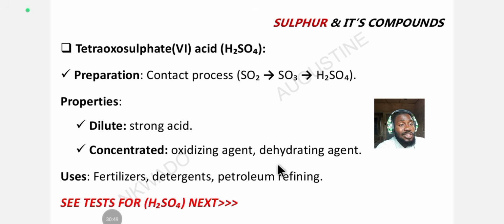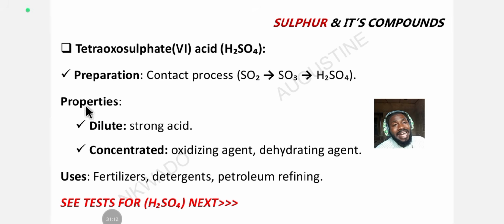Remember, tetraoxosulfate(VI) acid is hygroscopic, so it's used as a drying agent. You know the meaning of hygroscopic, right? Hygroscopic substances absorb moisture from the atmosphere and become sticky. They don't turn to a solution. They don't dissolve in the moisture or in the fluid they absorb.